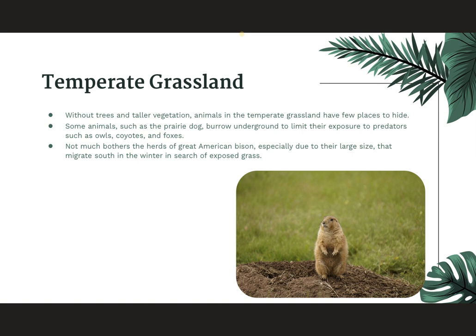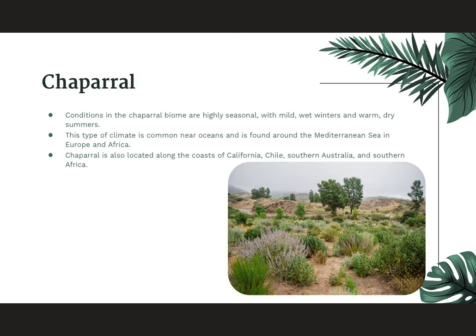So animals that are larger don't have to worry about this as much. So animals like the great American bison, traveling in herds, just migrate south in the winter in search of grasses. And they don't really have to worry about predation due to their large size and the fact that they travel in herds. All right, the next biome is known as the chaparral.